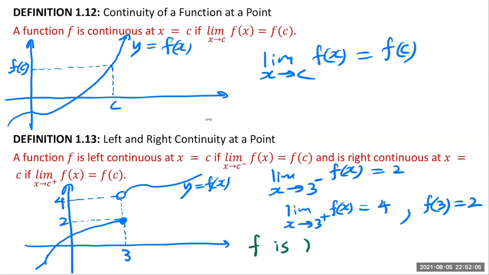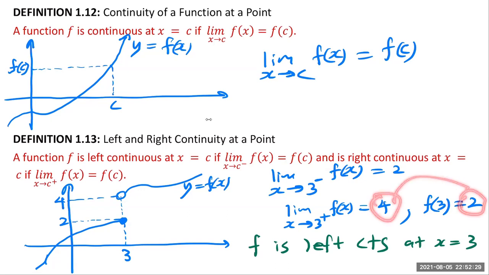F is left continuous. At what point? To say continuous, I will use CTS here on nodes. Left continuous at x is equal to 3. By the way, it's not right continuous because your right limit is 4, the function value is 2. They are not equal. So it's not right continuous.